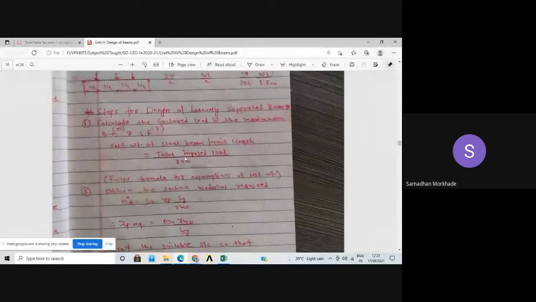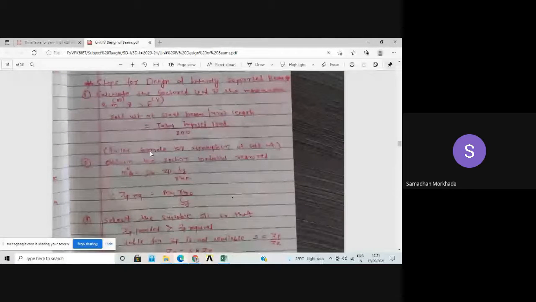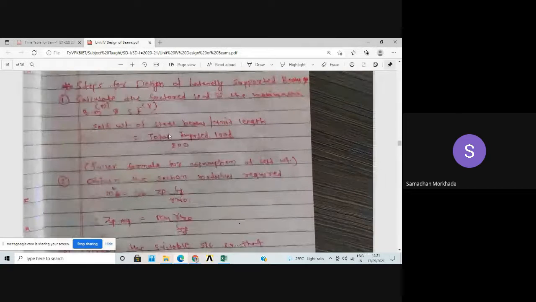Sometimes the self weight of the beam is not given. In that case we have to calculate the self weight of the beam by using an empirical formula. The empirical formula is total imposed load divided by 300. This will give the self weight of the beam acting in the form of UDL. This is called Fuller's formula, for assumption of the self weight. Self weight calculations by using this formula.